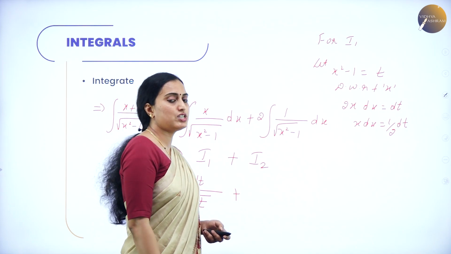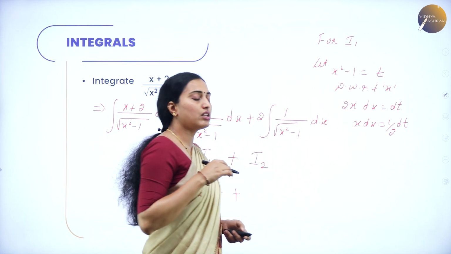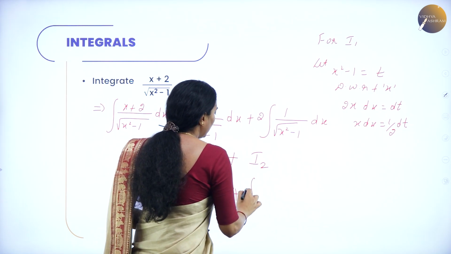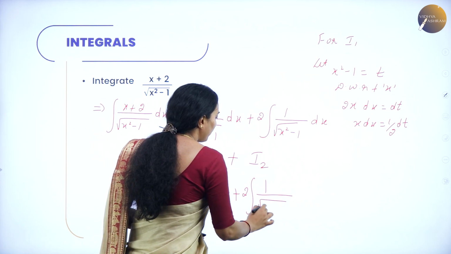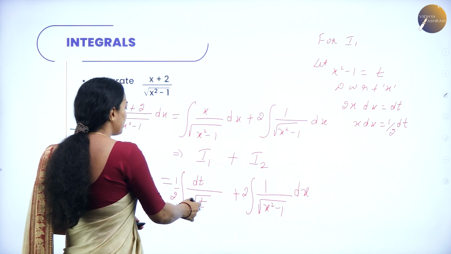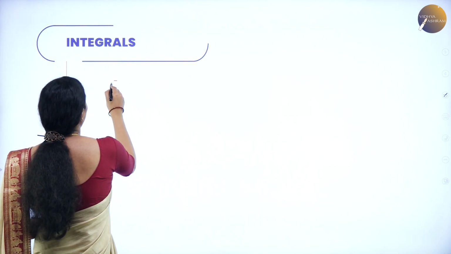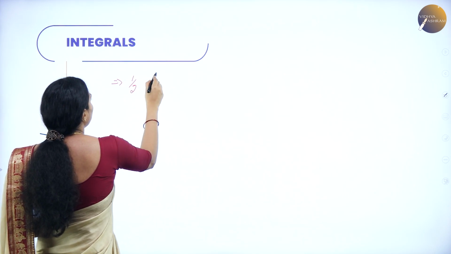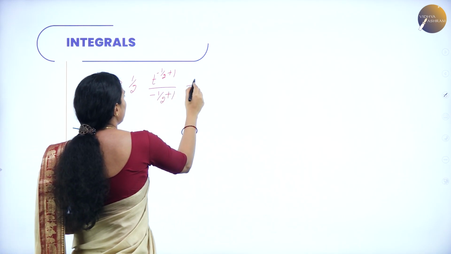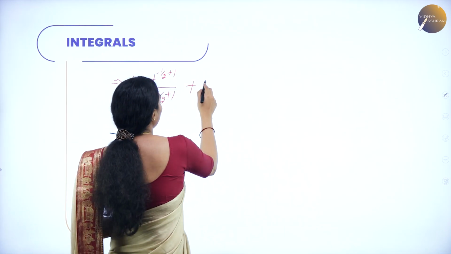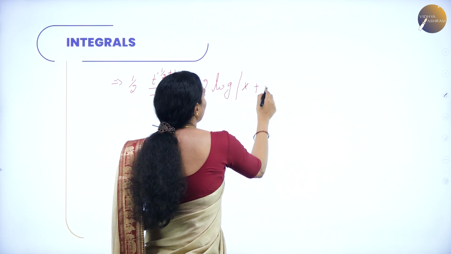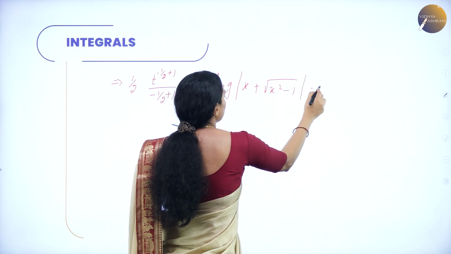I2 is in the form of 1 over under the root of x squared minus a squared, so I am writing it as it is: integral of 2 into 1 over under the root of x squared minus 1 into dx. Now integrating this, taking t to the numerator, you are going to get 1 by 2 into t to the power of minus half plus 1 divided by minus half plus 1, plus this integration will be giving you 2 into log of modulus of x plus under the root of x squared minus 1, plus c.